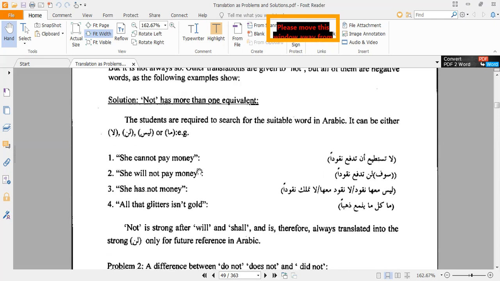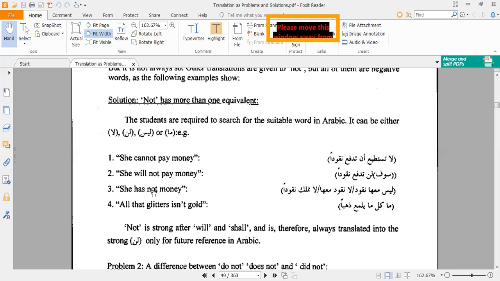Okay, so she can't pay money. لا تستطيع أن تدفع نقودا. In this sentence, not is rendered as لا. But look at the second sentence. She will not pay money. سوف لن تدفع نقودا. Not is rendered as لن. As we have just said, will and shall, not both of them are rendered as lan.